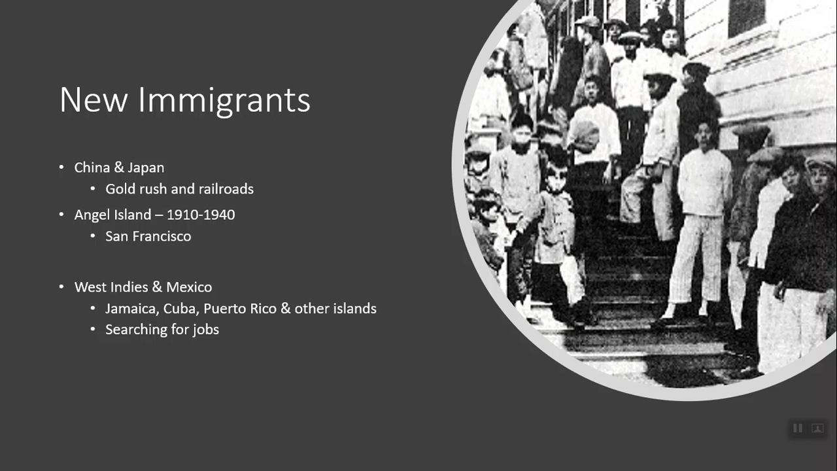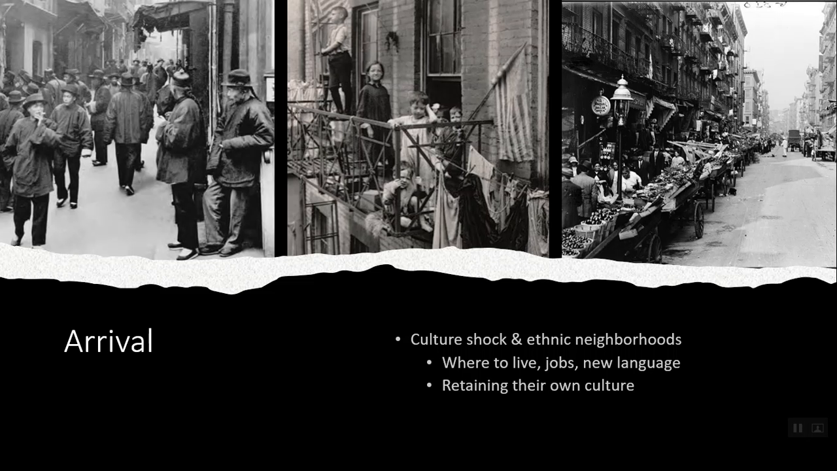We also had immigrants coming from the West Indies and Mexico, from places like Jamaica, Cuba, Puerto Rico, and other islands, searching for jobs. With this rise of industry, America had the jobs. When they arrived, they faced culture shock in ethnic neighborhoods. The thing about the ethnic neighborhoods, places like Chinatown, Little Italy, Koreatown, was these were places where everyone around them spoke the same language, shopped at the same shops that had all of the same sort of food that they had back home, had the same traditions.